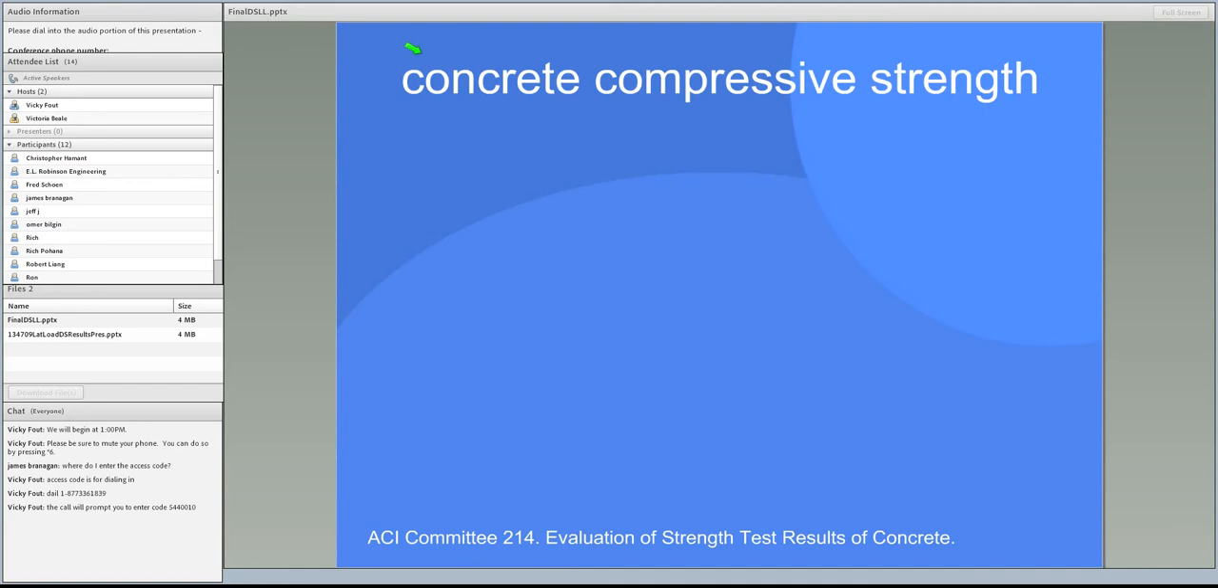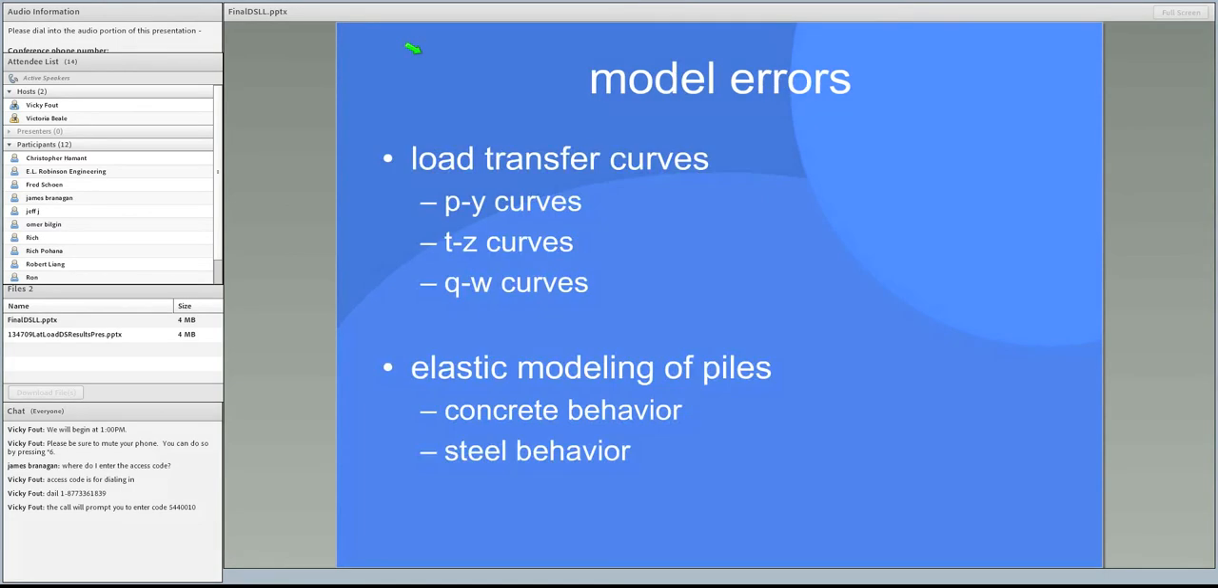For external load, the loads are uncertain. It's very clear that depending on whether it's live load or dead load, the COV is different. We have model errors. When you analyze the piles subjected to lateral loads, to model the soil behavior we use p-y curves, but those curves are empirical equations. They have model uncertainty. And we also model the pile. We model the pile behavior, and basically we have assumptions on how the concrete behaves and how the steel behaves.